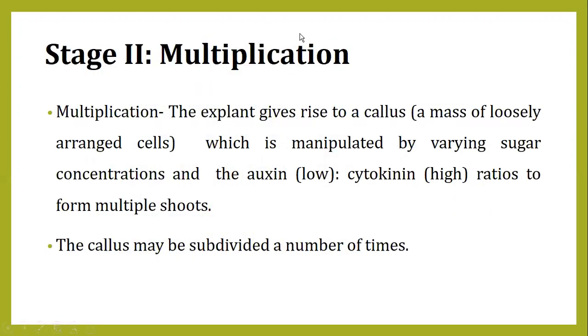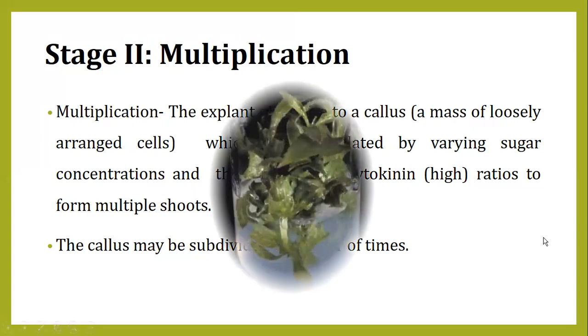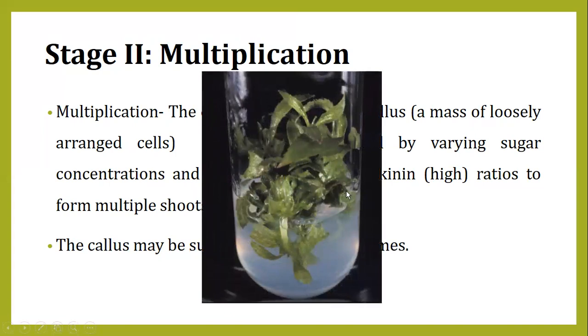The next stage is the multiplication stage. So in the multiplication stage, the explant starts dividing and redividing, due to which shoots are formed. The auxin and cytokinin ratio is maintained such that the cytokinin ratio is higher than the auxin, because cytokinin favors the growth of shoots. So in multiplication, more shoots and branches are formed. Now let me show you the image. So in this image, as you can see, more shoots and branches are formed.